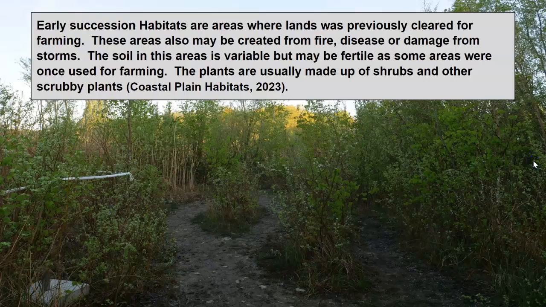Early succession habitats are areas where the land was previously cleared for farming. These areas can also be created from fire, disease, or damage from windstorms. The soil in this area is variable but may be fertile, as some areas were once used for farming. The plants are usually made up of shrubs and other scrubby plants.